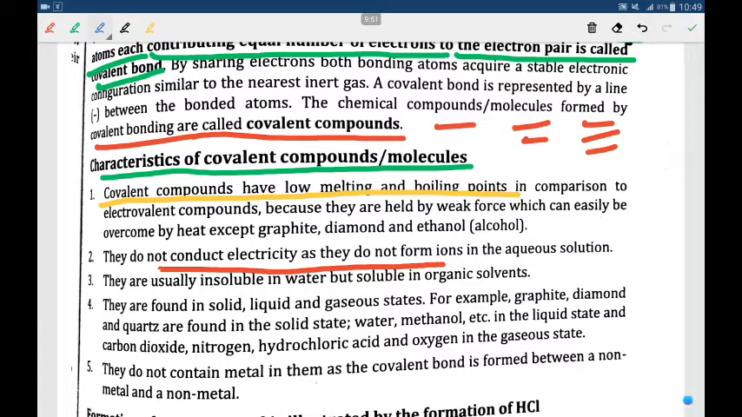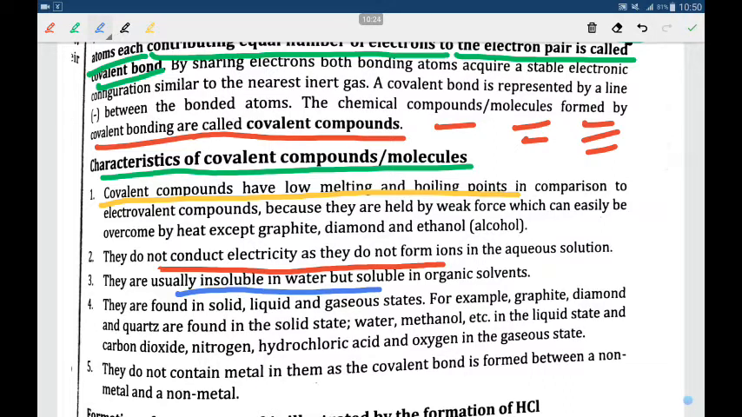Next one, they are insoluble in water. They cannot dissolve in water, but they can dissolve in organic solvents. In the last lesson, I spoke about organic solvents. So, which are the examples? Alcohol. There are different types of alcohols: methanol, ethanol.